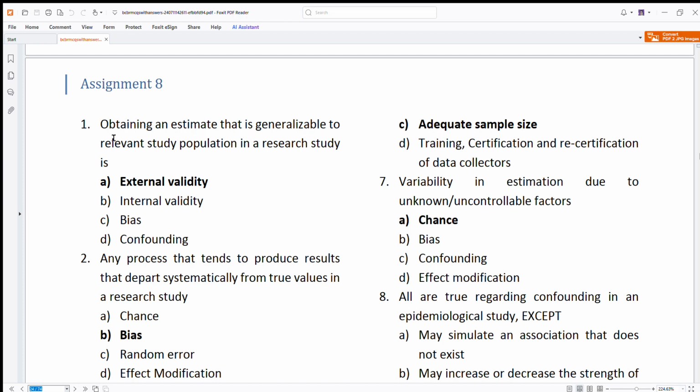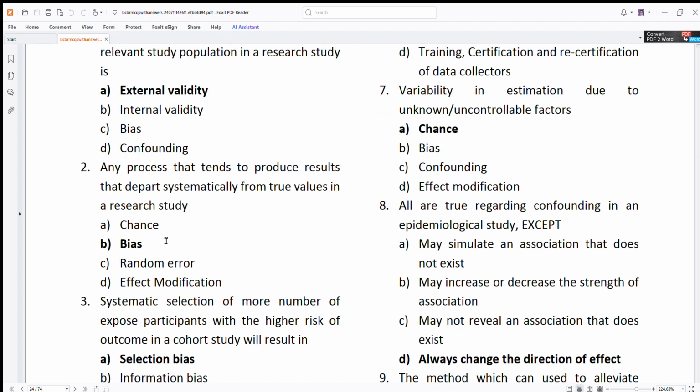So now moving on to assignment 8. Obtaining an estimate that is generalizable to the relevant study population in research studies: external validity. Remember, E for estimate, E for external, generalizable. Everything estimate that is generalizable is external validity. Any process that tends to produce results that depart from true values: bias.